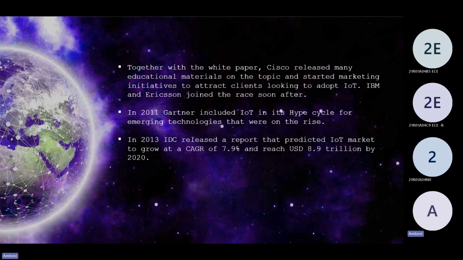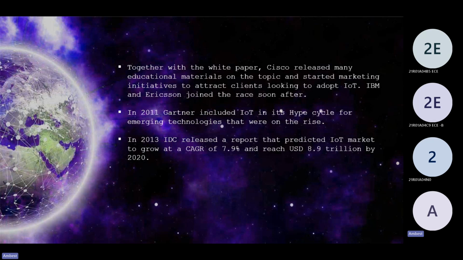After completion of this survey, Cisco released the white paper together with many education media. Before, we saw that IoT had been implemented for academic and marketing sectors, but now it has been implemented on one more big platform. Marketing clients have adopted IoT, and after some time many others followed. In 2011, Gartner included IoT in its hype cycle for emerging technologies that were on the rise.